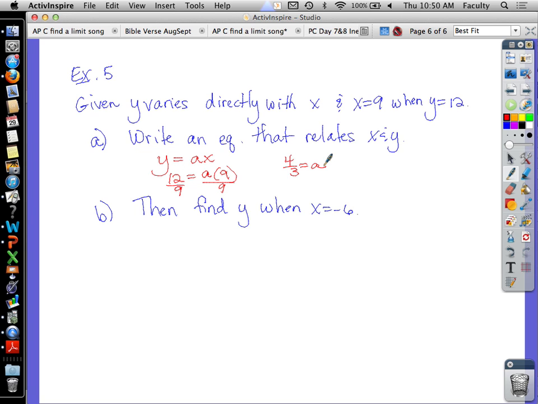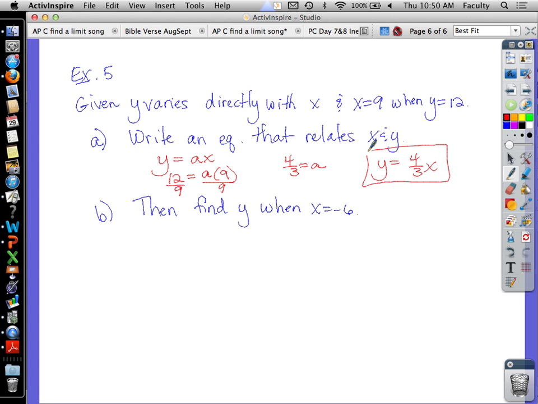No, it doesn't. So be careful with that, because I do have students on this quiz put a equals 4/3 in the answer blank. And I'm like, that's not an equation. Yeah, you've done some right work, but that's not answering the question that I've asked. All right, then B, find y when x equals -6.